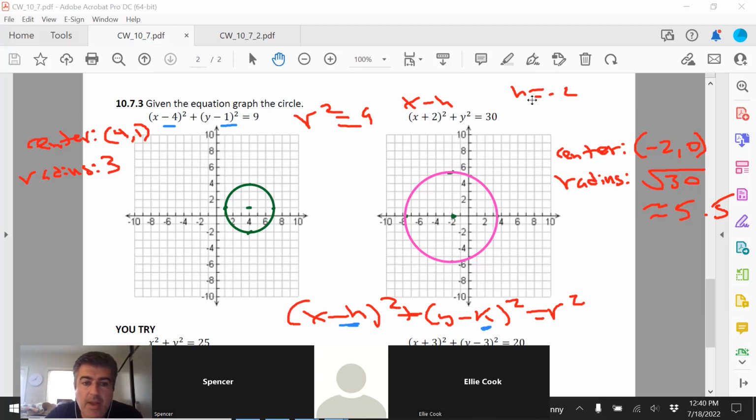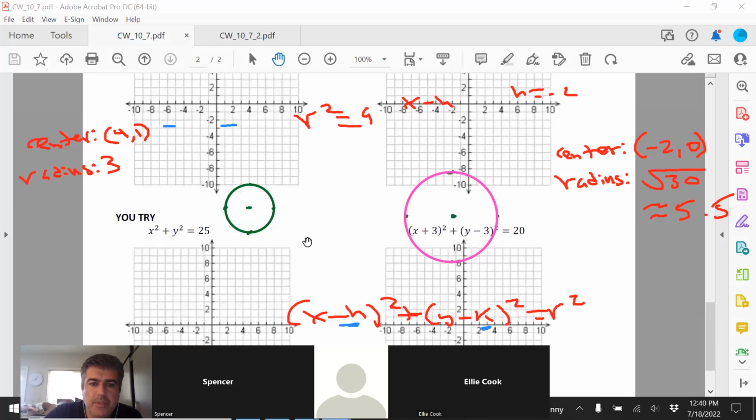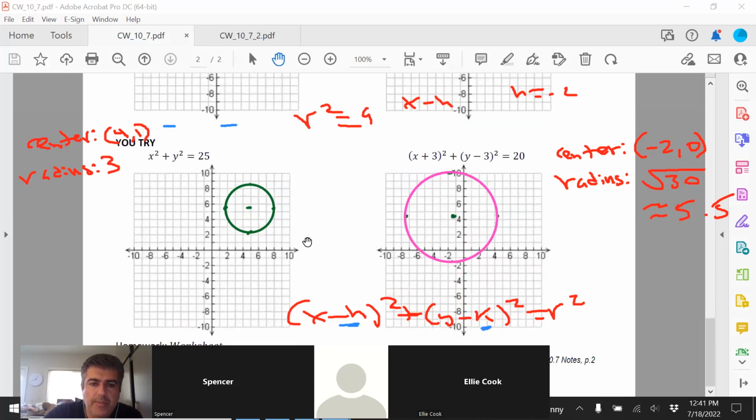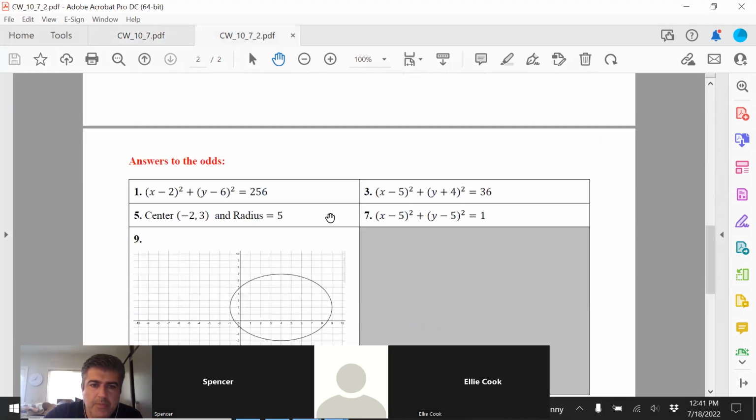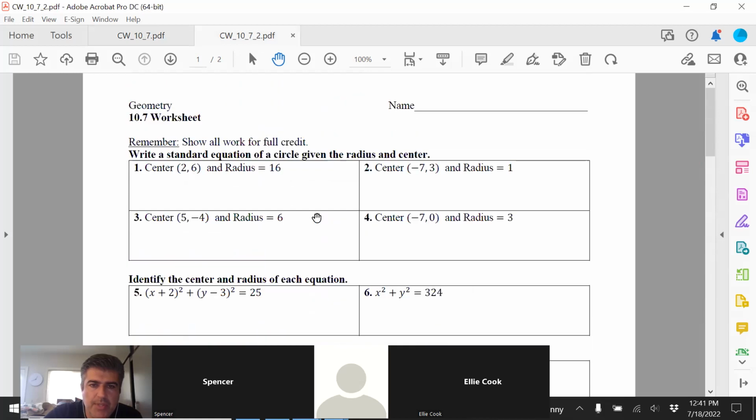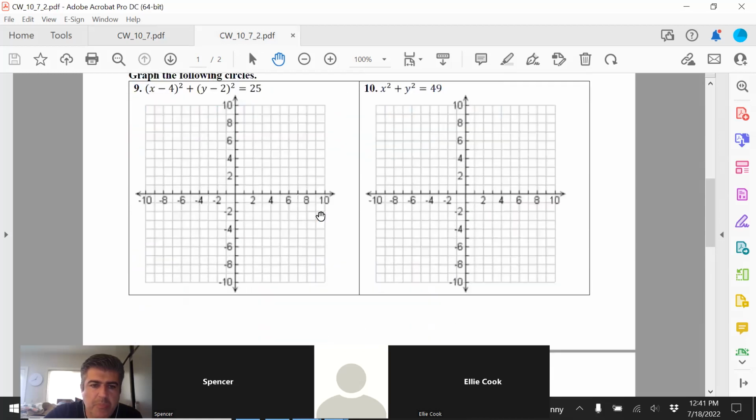Okay, any questions on how to graph those? Okay, why don't you guys try your own? I'll give you about a minute, and then we'll do some of the problems here on this worksheet. We'll do the evens, and then we're done for today.